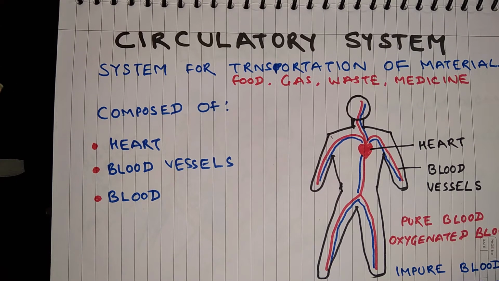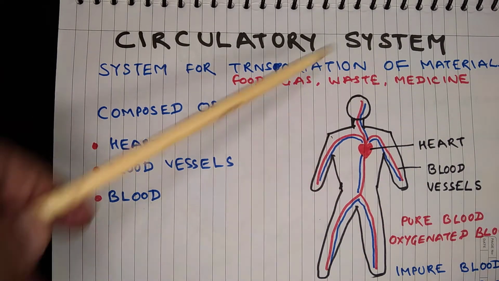The circulatory system is composed of three main parts, and they are heart, blood vessels and blood.